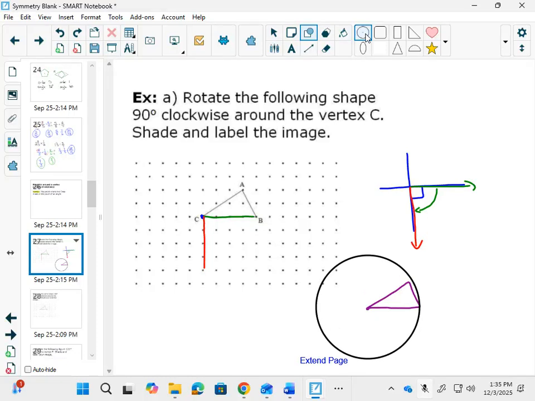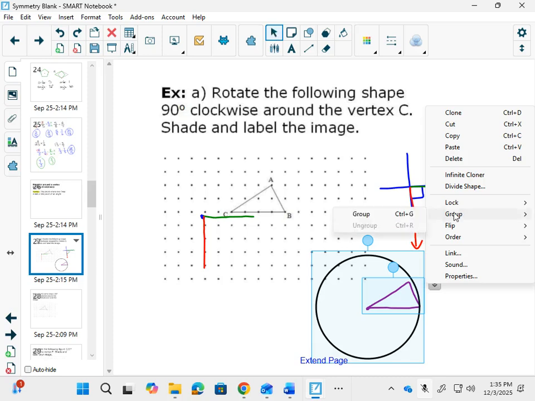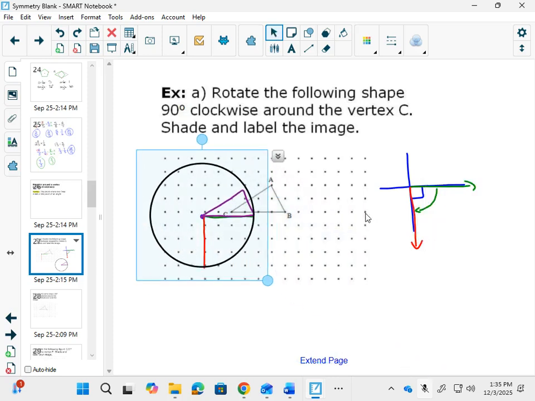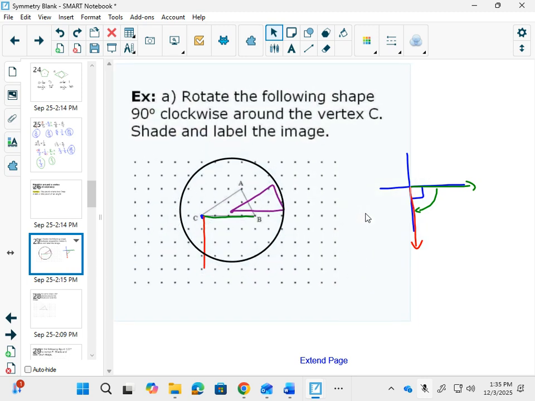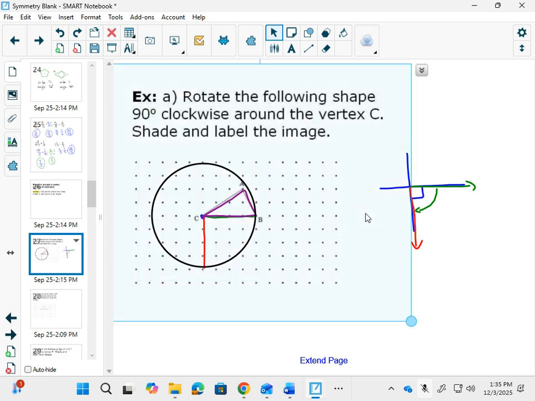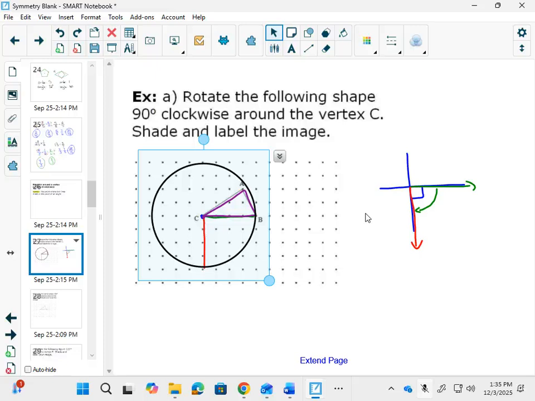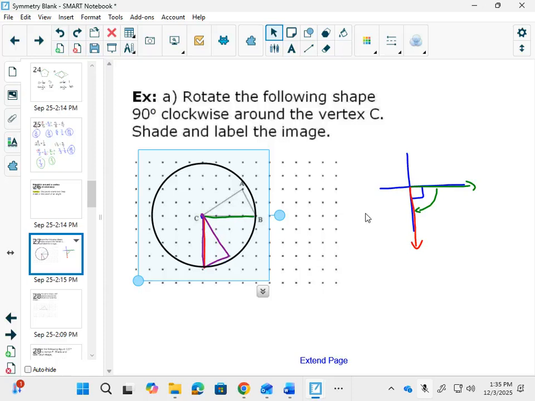So that circle also has that as a center. If I take these two things, and I group them together. Move that back to where it was. That worked out pretty good, didn't it?